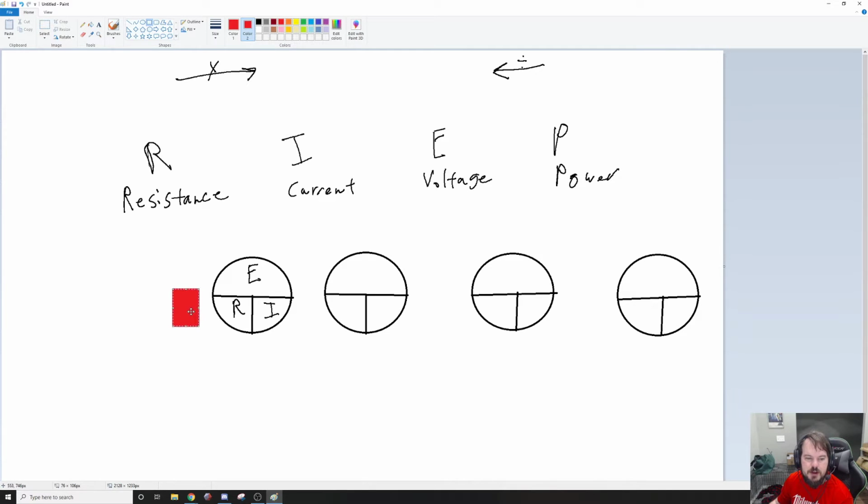You cover up the value that you're looking for, and then you do the thing that's still showing. So if you're looking for resistance, you cover up R, you've got E over I. You cover up I, you have E over R, and you cover up E, it's R times I.